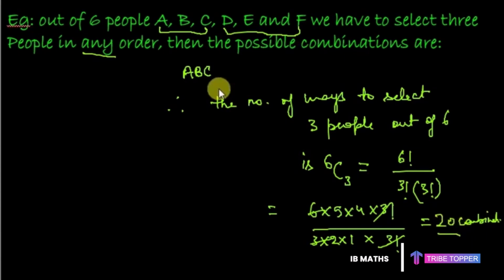But if you have to select 3 people out of 6 and also arrange them in a specific order, you have 120 permutations. So I hope the difference is clear, that when you use permutations and when you use combinations.